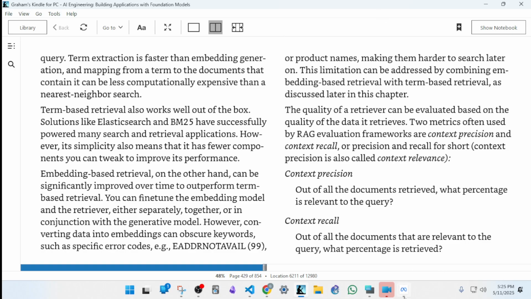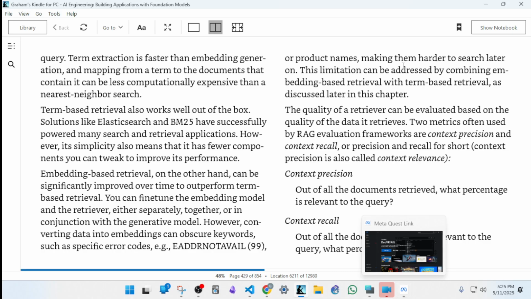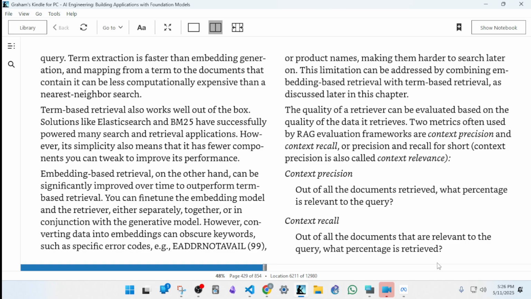Or product names, making them harder to search later on. This limitation can be addressed by combining embedding-based retrieval with term-based retrieval, as discussed later in this chapter. The quality of a retriever can be evaluated based on the quality of the data it retrieves.